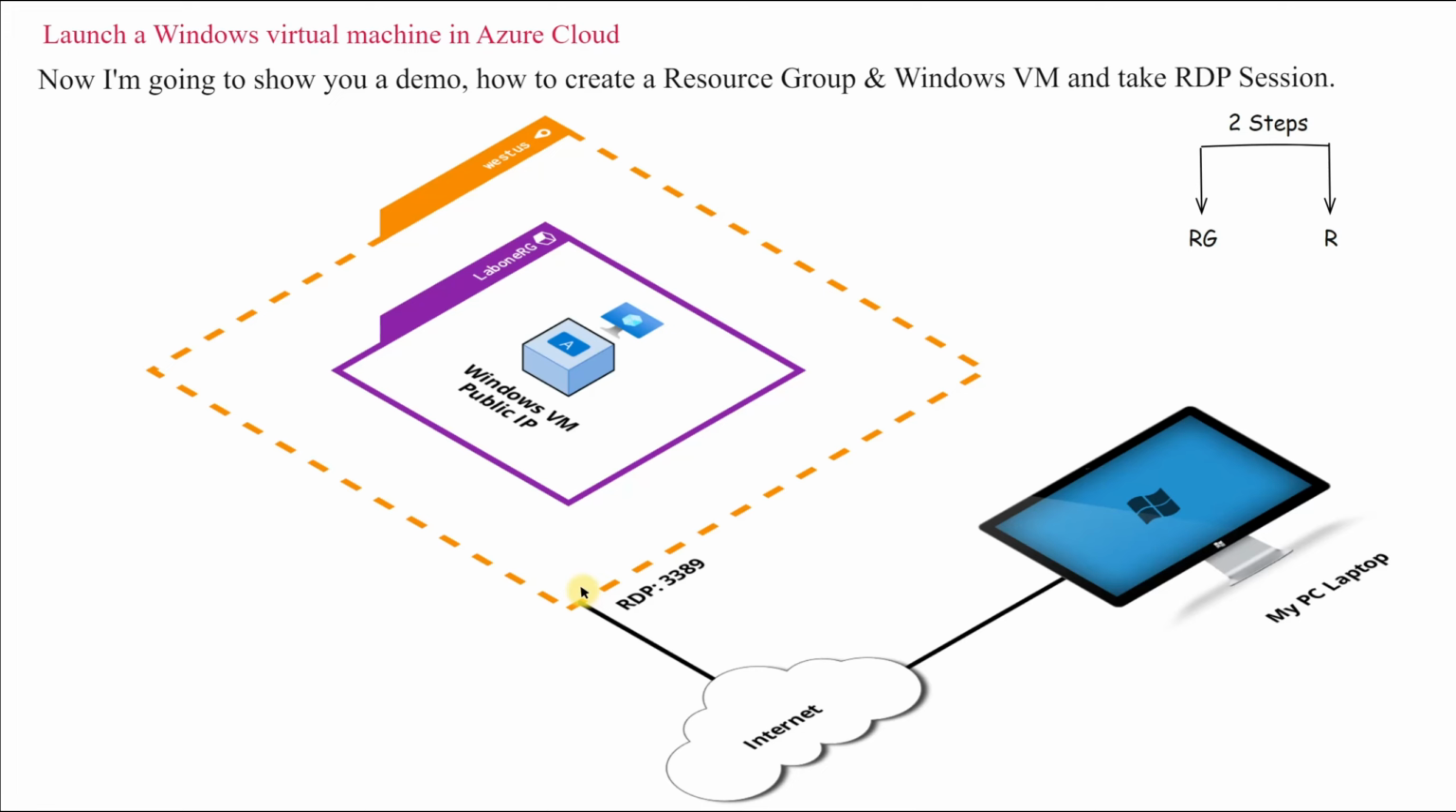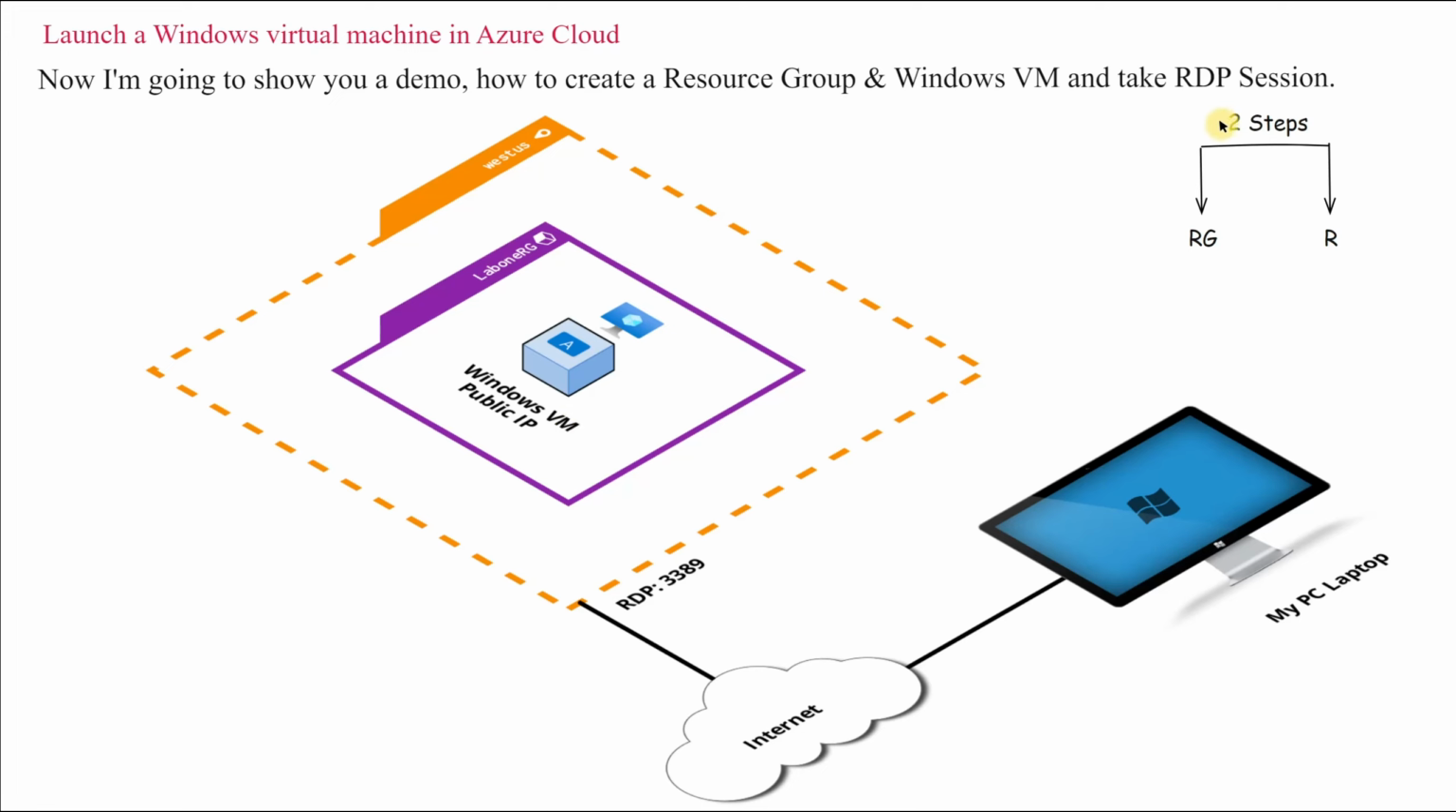Now I'm going to show you a demo of how to create a resource group and a VM and take the RDP session of it. This is the resource group we are going to create with the name lab 1. Then a region, and I'm going to install one Windows VM with a public IP address. After that, from my laptop, I'm going to connect to the RDP of this VM, which is installed on Azure.